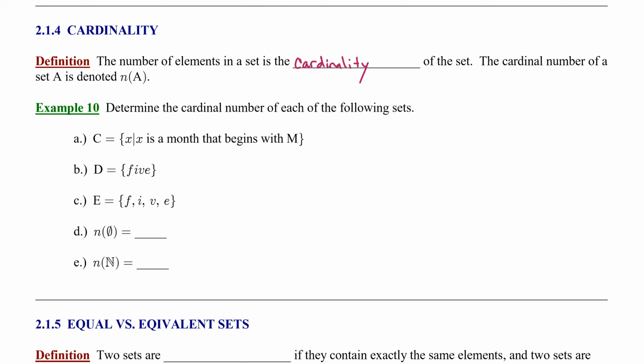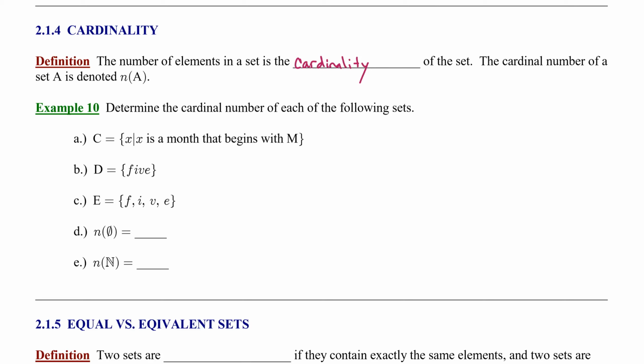Cardinality will be very important when we approach the study of probability. Being able to figure out how many elements are in a set will affect our ability to calculate the probability of an event occurring. Example 10. Determine the cardinal number of each of the following sets.